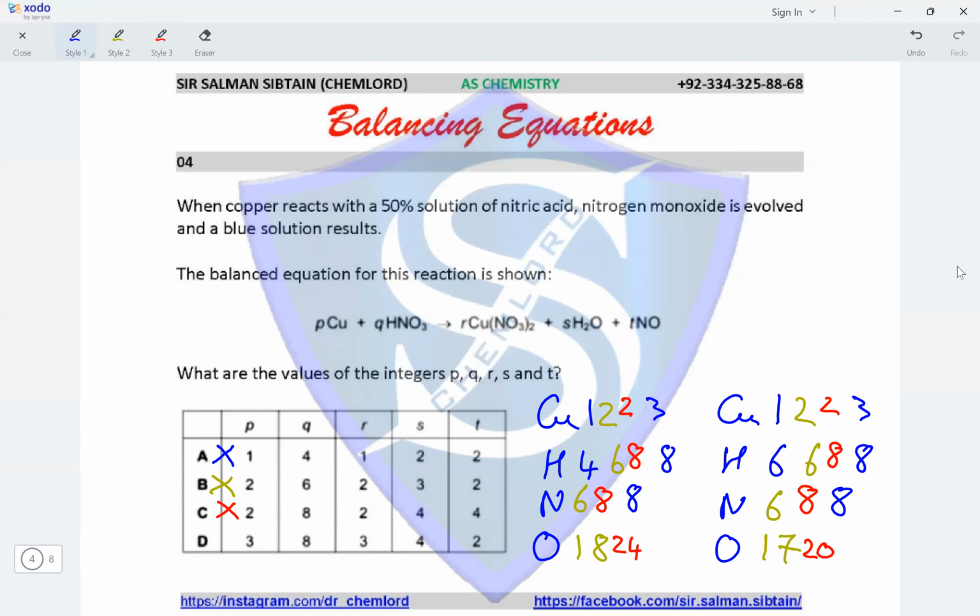Now for oxygen. Q is 8. 8 threes are 24 on the left. For the right, R is 3. So 3 times 6, 6 threes are 18. 18 plus S is 4, so 18 plus 4 is 22, and T is 2, so 22 plus 2 is 24. So in option D, all the four elements are consistently balanced on both sides of the equation, making option D the correct option for this question.